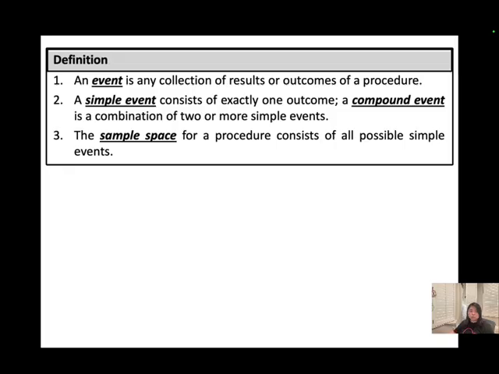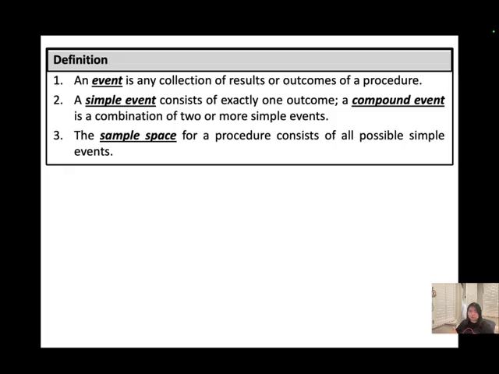In these sessions, we're going to study simple events. And then in sessions 4.2 and 4.3, we're going to talk about the compound event. A compound event is a combination of two or more simple events. And then we have the sample space. The sample space for a procedure consists of all possible simple events.